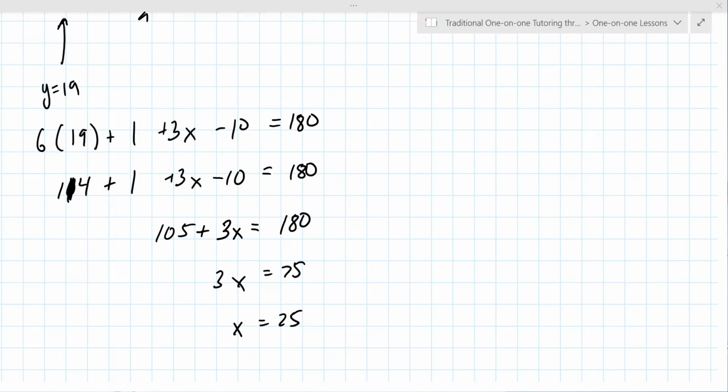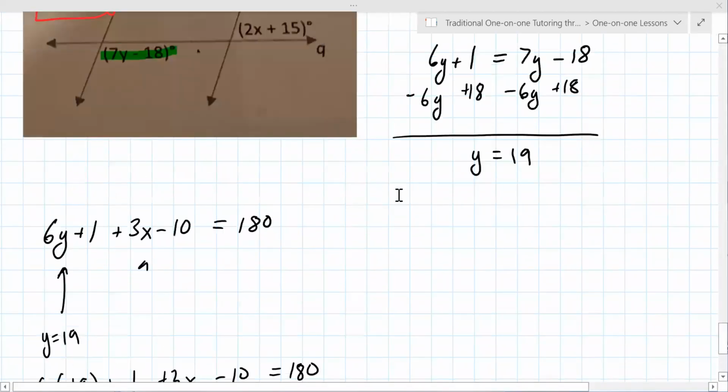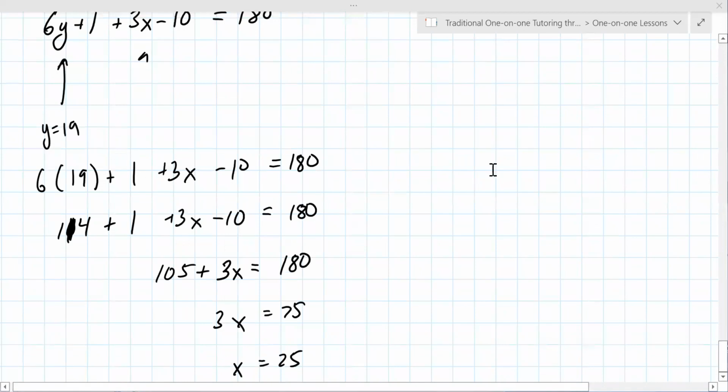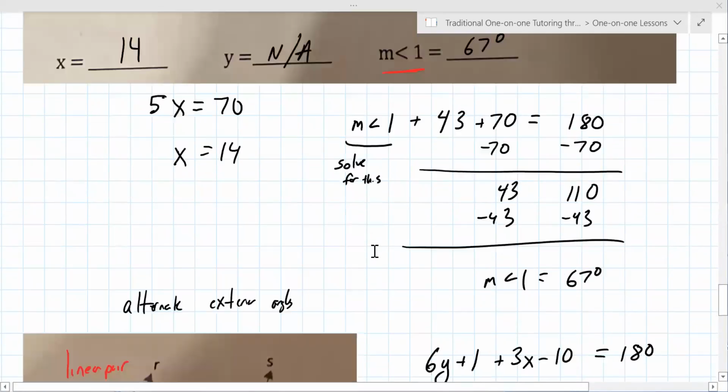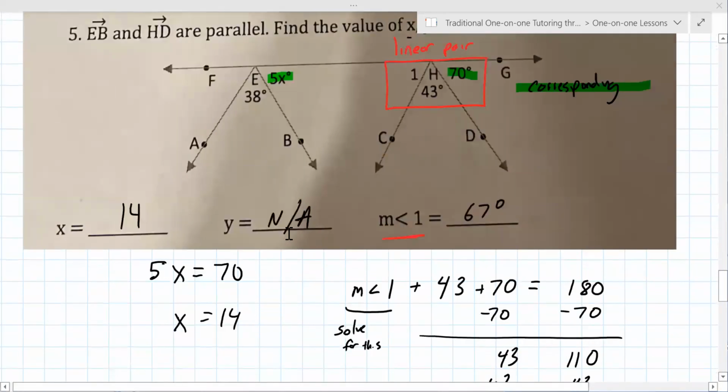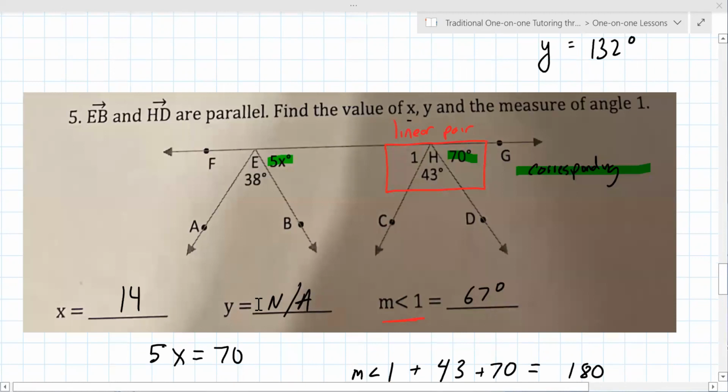So x equals 25. Yep. And y equals 19. Okay. What is y for number 5? We couldn't find it because there is no y, Sourish.